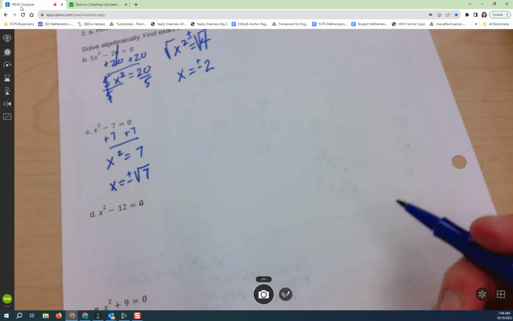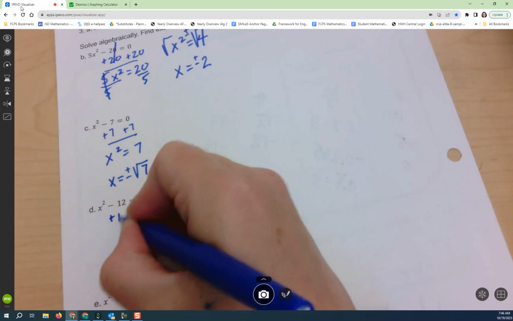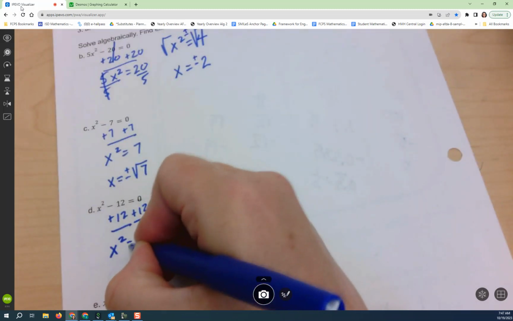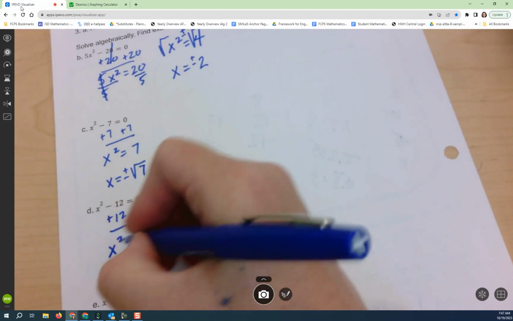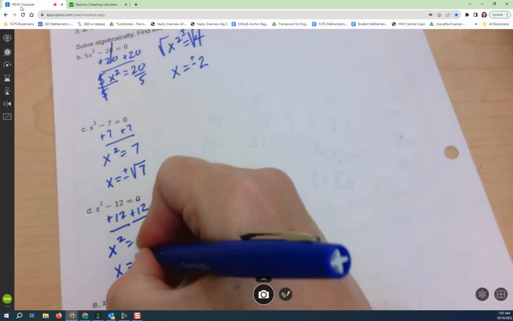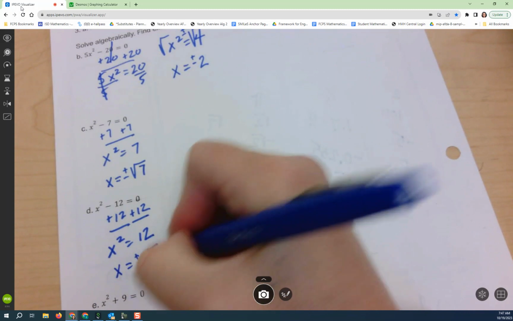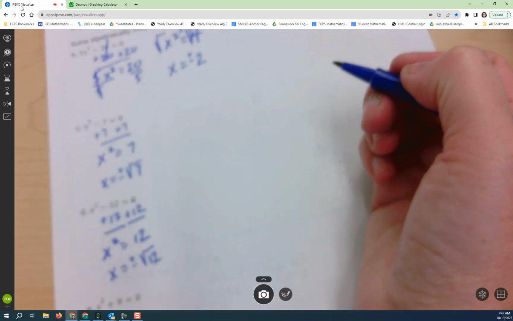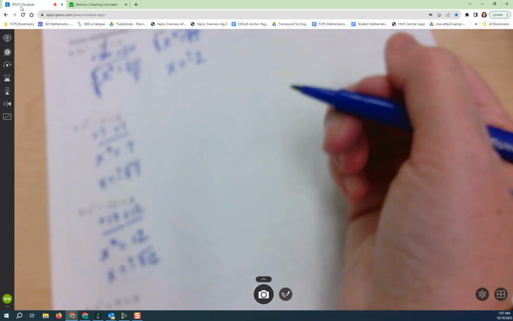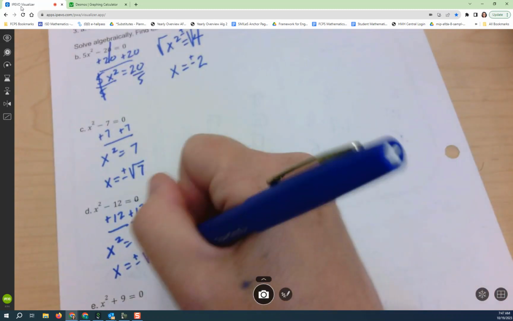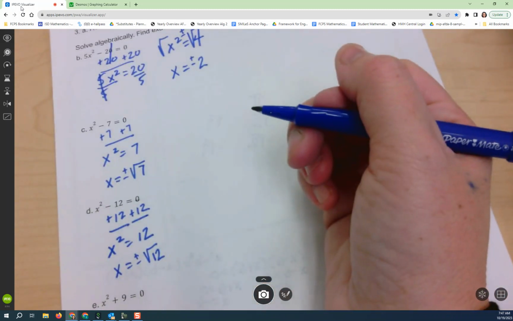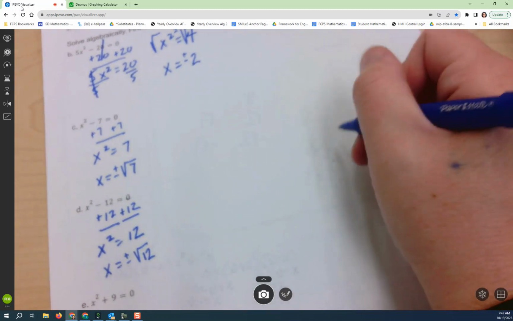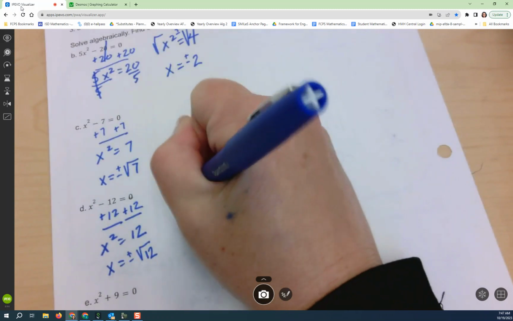All right, when we get to D, we're going to have an extra step. So I get x squared equals 12. And I'll square root both sides, and I get x equals plus or minus root 12. But root 12 can actually be simplified. You can simplify a radical when the number inside has a perfect square factor. So I can't do the square root of 12, but there's a factor of 12 whose square root I can do. One way to find these perfect square factors is to make a little factor tree.